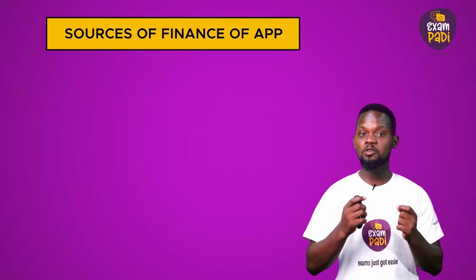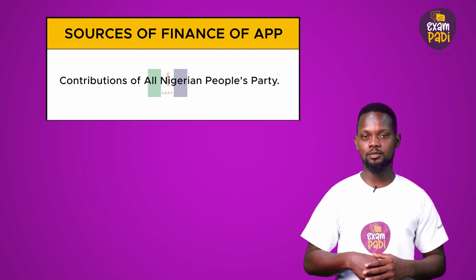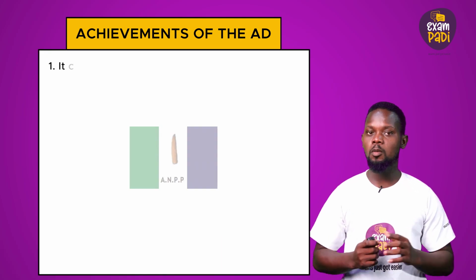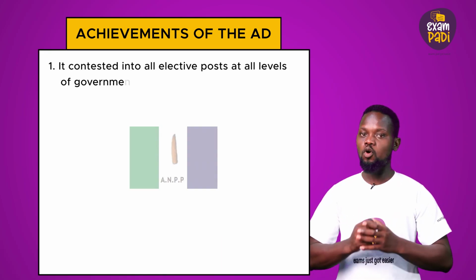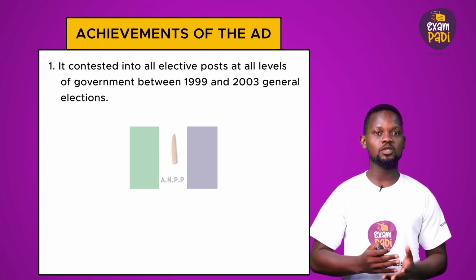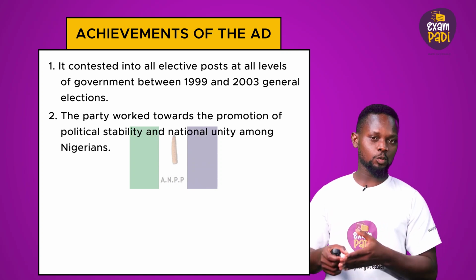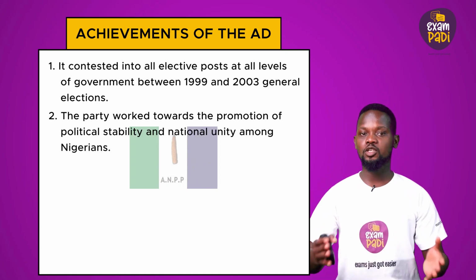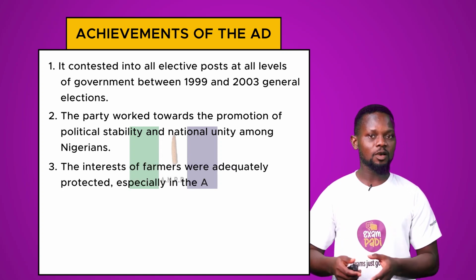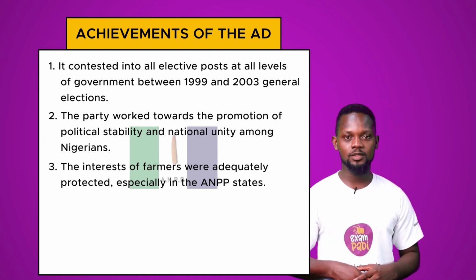APP was majorly financed through the contributions of members. The contributions of APP to Nigeria include the following. Number 1. It contested all elective posts at all levels of government between 1999 and 2003 general elections. Number 2. The party worked towards the promotion of political stability and national unity among Nigerians. Number 3. The interests of farmers were adequately protected, especially in the ANPP states.